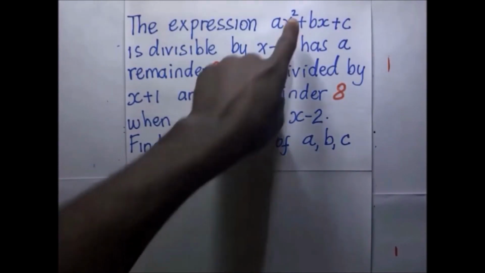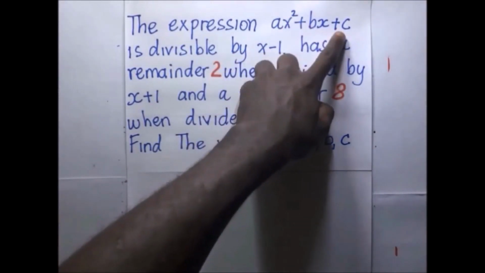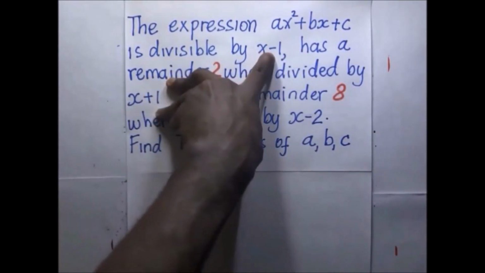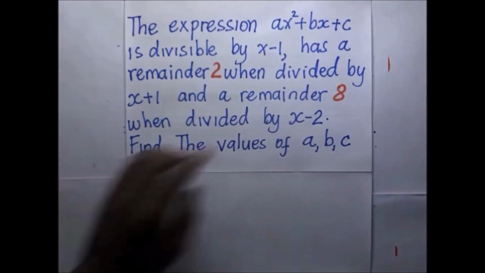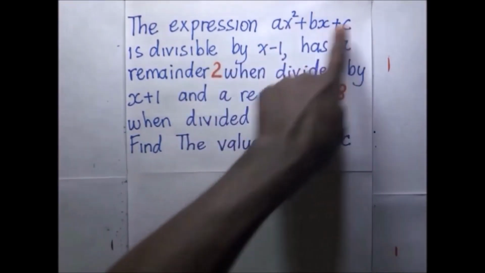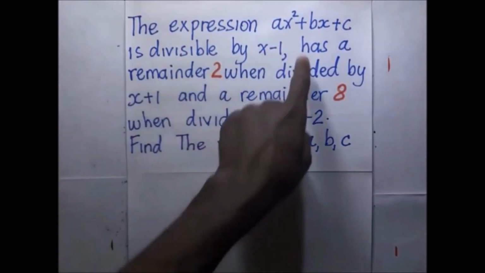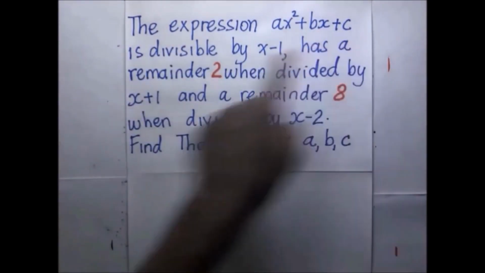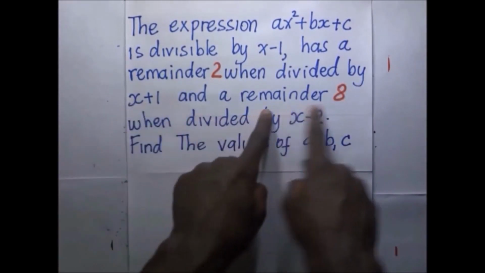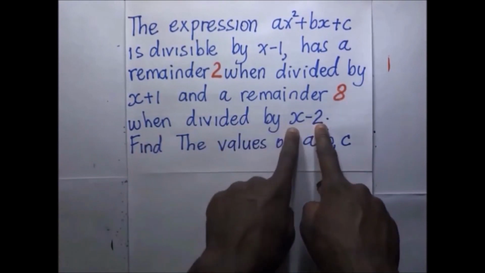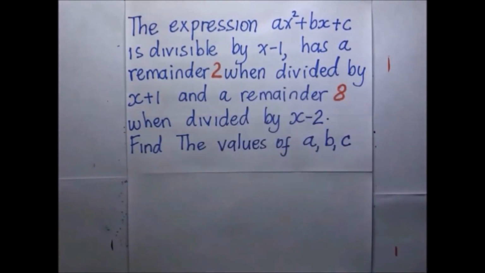Now the expression x squared plus bx plus c is divisible by x minus 1. So if it is divisible by x minus 1, it means that when we substitute for the value of x in this expression, we are supposed to get 0. Then it continues to say that it has a remainder 2 when it's divided by x plus 1, and it has a remainder 8 when it's divided by x minus 2. So we find the values of a, b, and c.